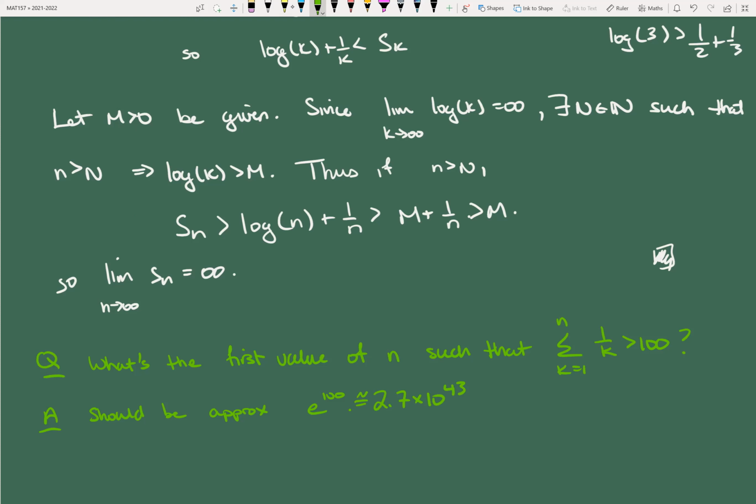How many atoms are in the universe? Yeah, Wolfram Alpha, what do you say? Okay, that's 10 to the 79. So there are more atoms in the universe than that, but still, right? That is a stupid number just for the harmonic series to break 100. So it does go to infinity, but it goes really, really slowly.